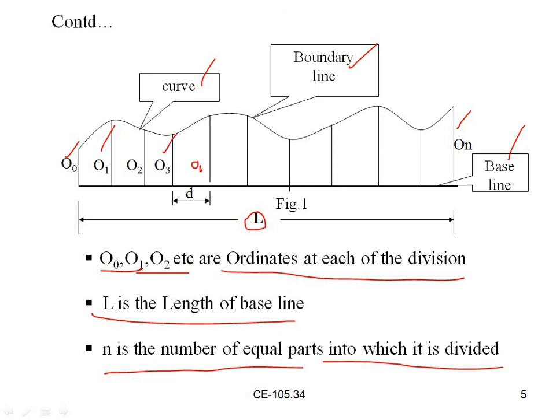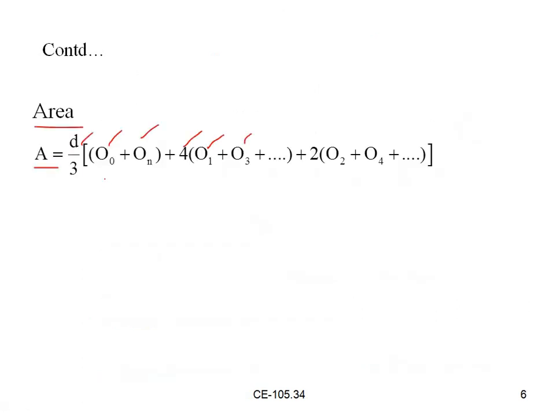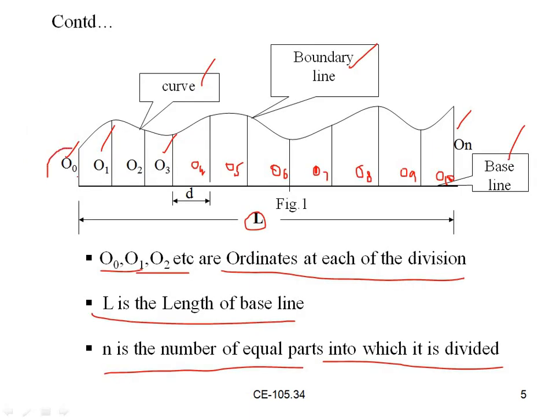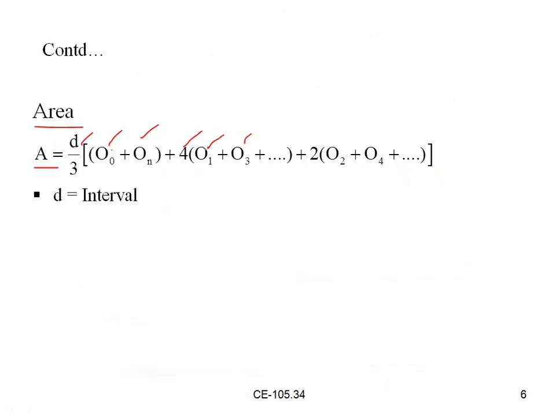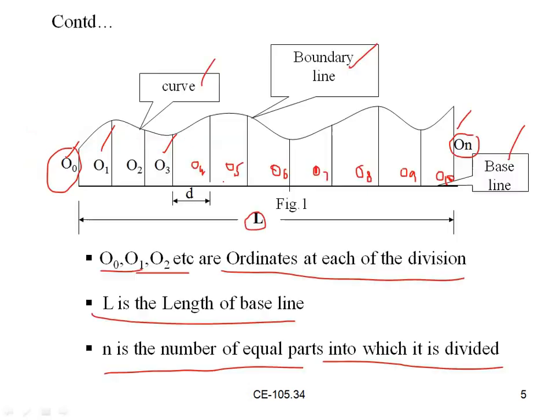You write here O4, O5, O6, O7, O8, O9, and this is O10. So we have a total of 10 offsets. So now we take first again O0 plus On, the first ordinate plus the last ordinate, plus 4 into O1 plus O3. So we have to take the sum of the odd ordinates: O1 plus O3, again O3 plus O5, O5 plus O7, O7 plus O9.